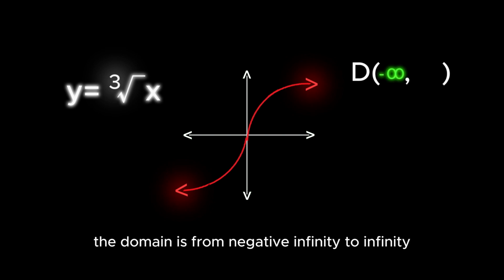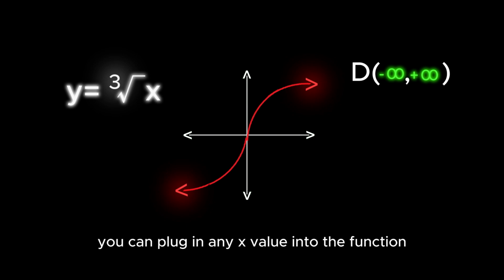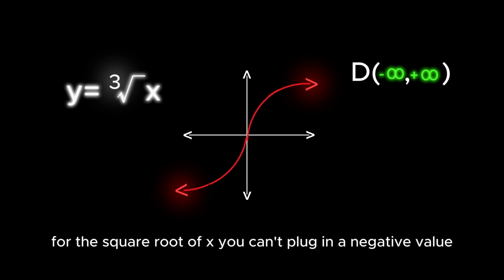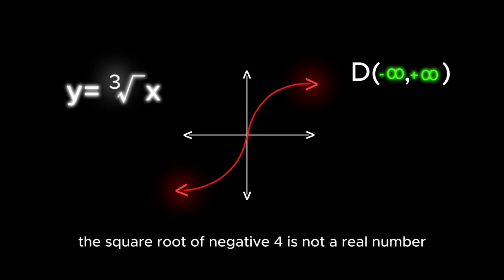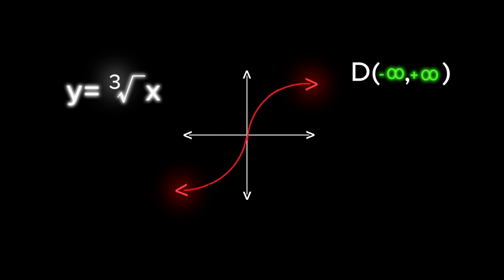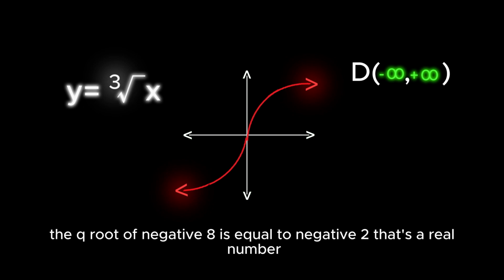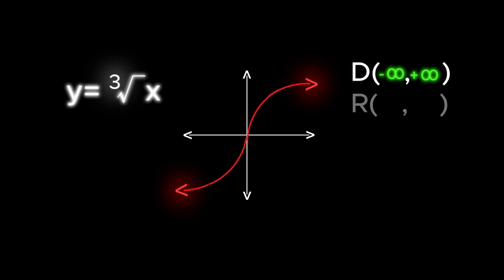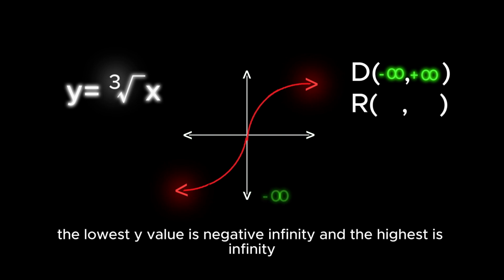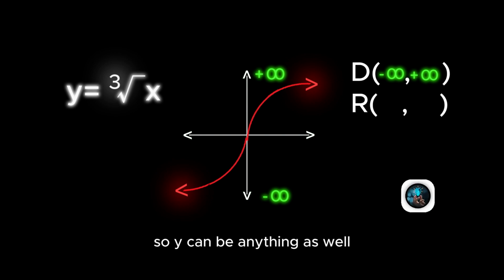The domain is from negative infinity to infinity. You can plug in any x value into the function. For the square root of x, you can't plug in a negative value. The square root of negative 4 is not a real number. The cube root of negative 8 is equal to negative 2. That's a real number. Now the range, the lowest y value is negative infinity, and the highest is infinity. So y can be anything as well.